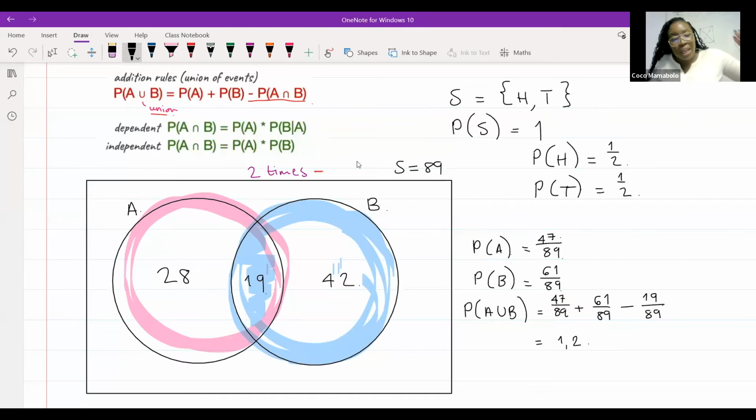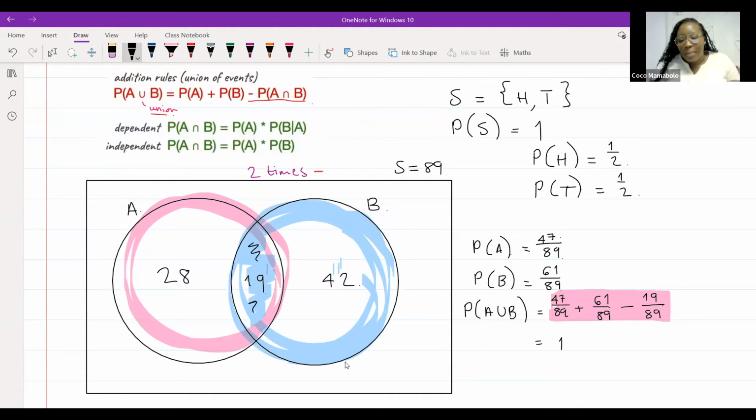Now I want you to put this new part in your calculator: 47 over 89 plus 61 over 89 minus 19 over 89. How much does it give us then? That's it. Now it gives us 1, because we've taken away one of the times where we've counted the middle part.